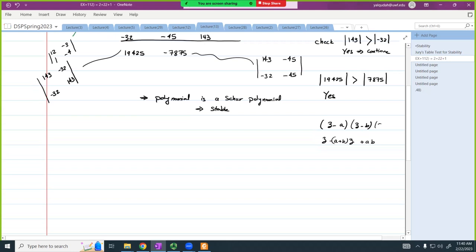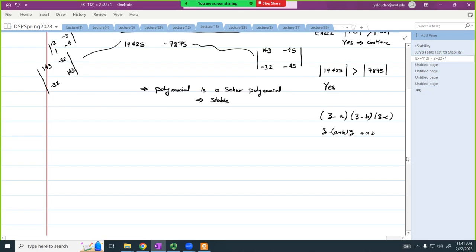So you can add to it z minus c, multiply it, and you can verify that indeed that is the case. Okay, let's do another example where it violates the Schur polynomial. So H of z equals z squared plus 2z plus 1, divided by 6z cubed plus 11z squared minus 3z minus 2.